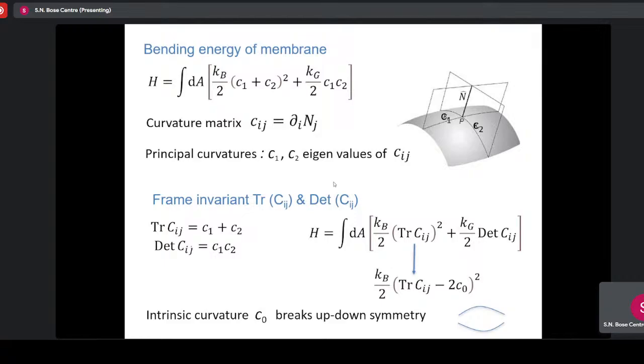And so this is the bending modulus for the membrane, and this is the modulus of the Gaussian term. So this term is called Gaussian curvature, C1 into C2. So C1 and C2 are principal curvatures. And they happen to be the 2 eigenvalues of this curvature matrix. N is the surface normal. And of course, if the surface is arbitrarily curved, these values keep on changing over the space.